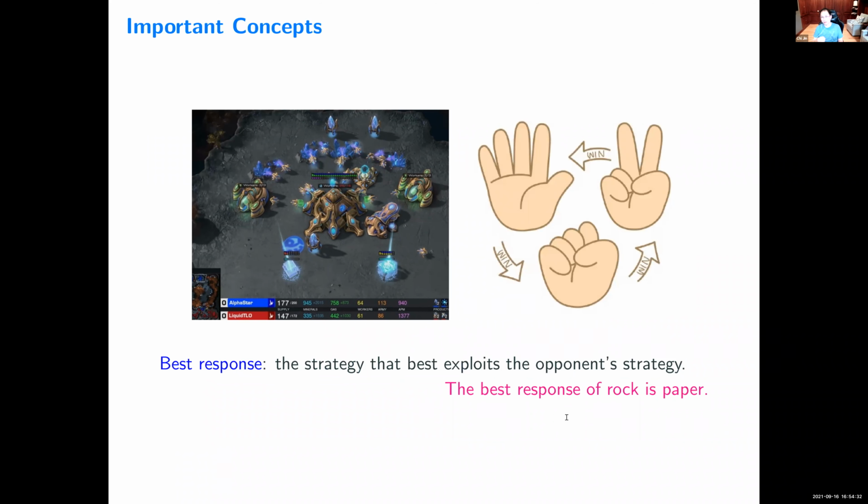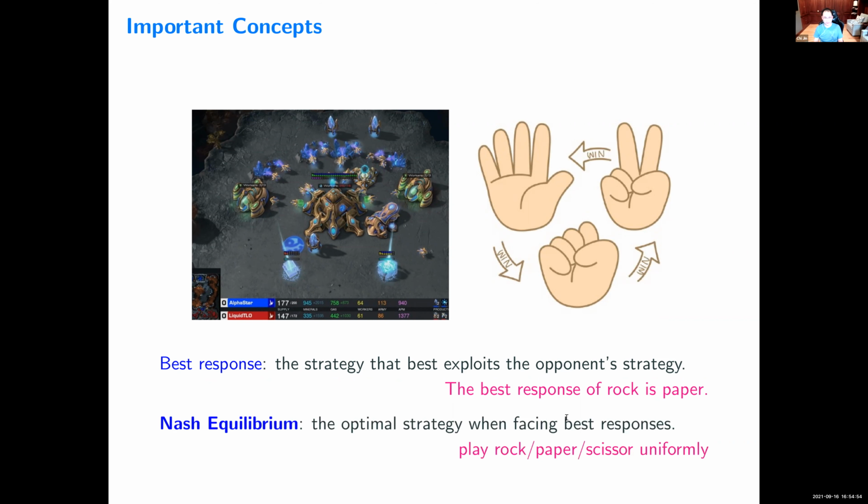Here, we need to introduce a few additional important concepts. The first one is the so-called best response. That is the strategy that best exploits the opponent's strategy. For example, we can take rock, paper, scissors as an example. The best response to rock is to always play paper, so that I can always win. So I will have a strategy that exploits your strategy.